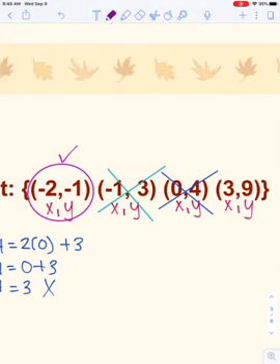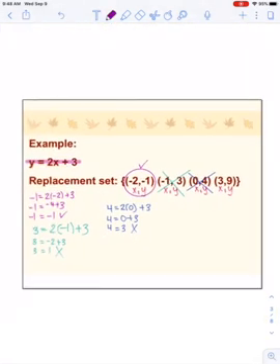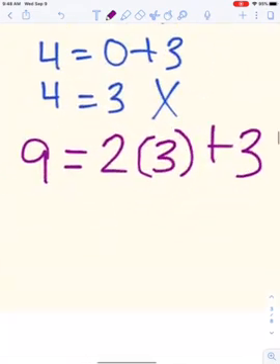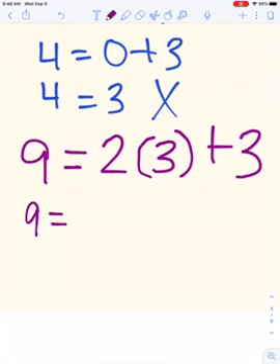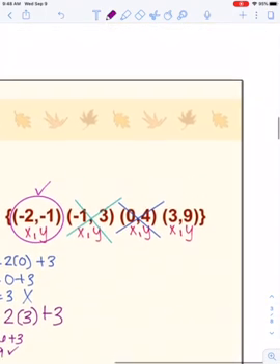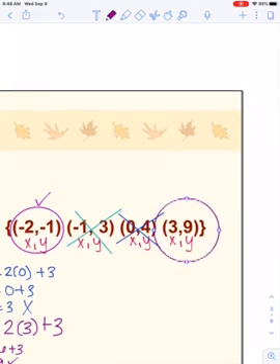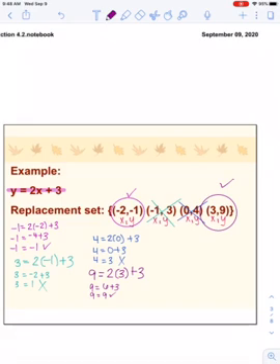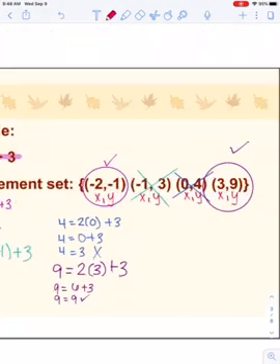Then the last one we're checking is 3, 9. So y is 9 equals 2 times x, which is 3, plus 3. Okay, just plugging the x and the y in. So 9 equals 2 times 3 is 6. 6 plus 3 is 9. Does 9 equal 9? Yes. So this one gets to be part of my solution set as well. So we just took all of those points, plugged them in for x and y into the equation that was given to us. We found any of the points that worked, and now we're going to write what we call our solution set.